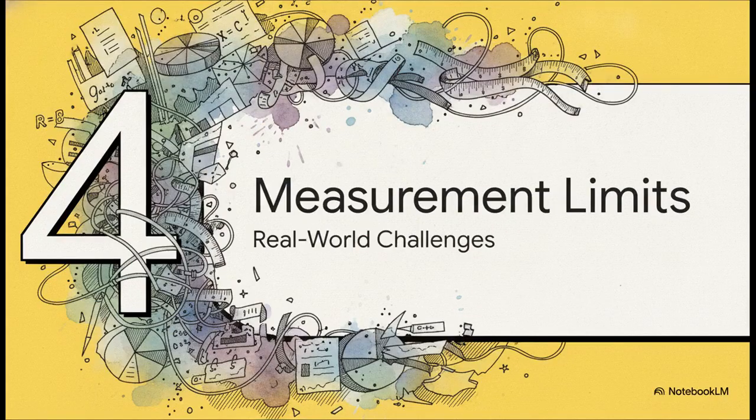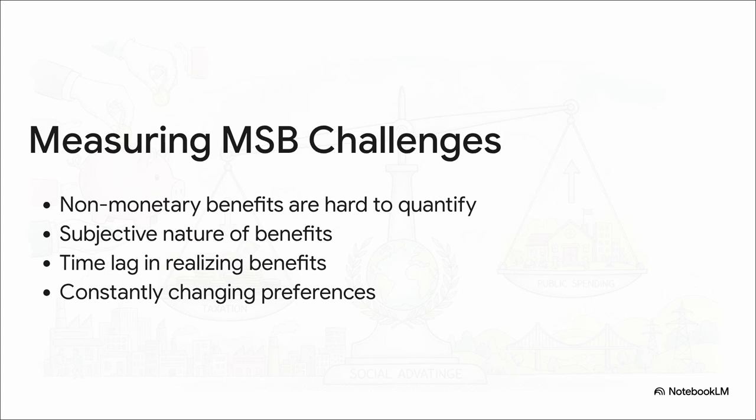Section 4. Real-world measurement and limitations. Okay, plot twist time. This math looks incredible on paper, but in reality, it is incredibly messy. First, measuring the benefit side is so tough. How do you actually put a literal price tag on a safer street or a cleaner environment? A lot of public spending creates non-monetary benefits.